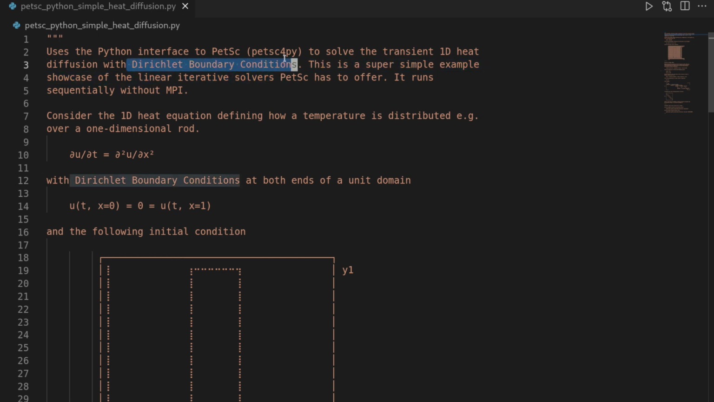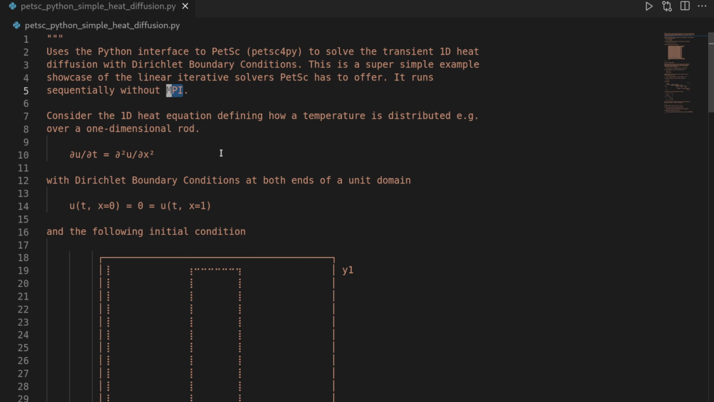In this example, we also will not make usage of the parallel capabilities of PETSc. That is because once you want to solve partial differential equations with really fine discretization, you have to make use of large computers, which PETSc can do with the MPI interface, but we won't be using that today.